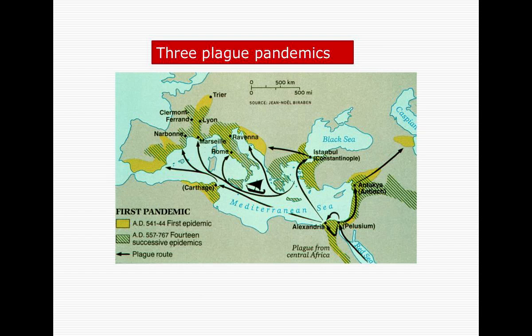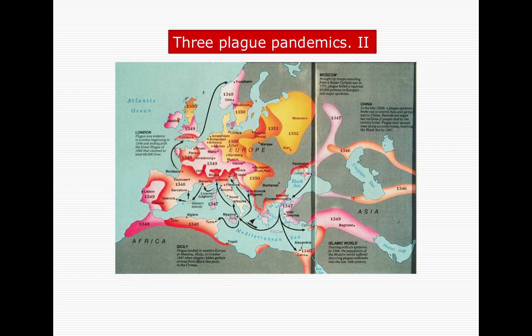So the next one starts up in 1346. This is now the Black Death. Inside of a couple of years, it's reached England, spread all over Europe, and killed about a third of the European population in the first few years. And that came back in successive epidemics until the early 19th century, when it was still up in Russia, and then it went away.